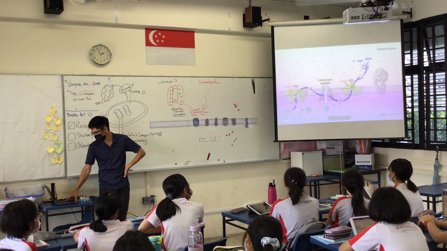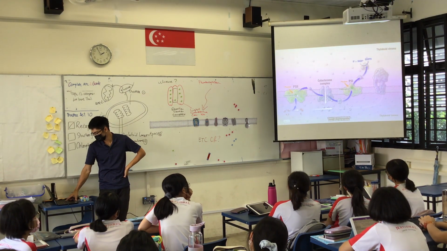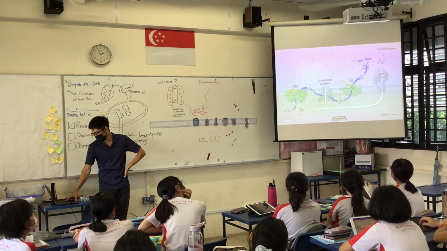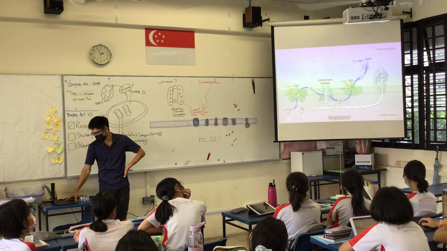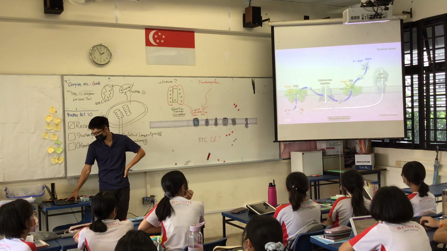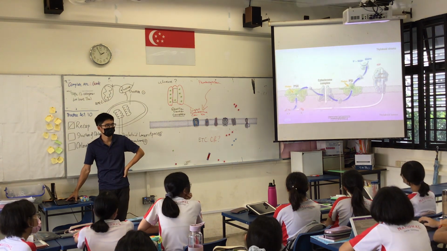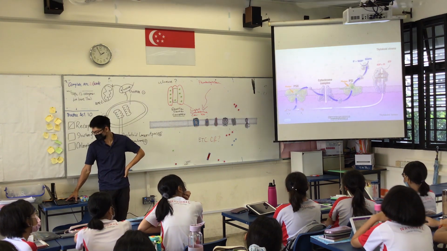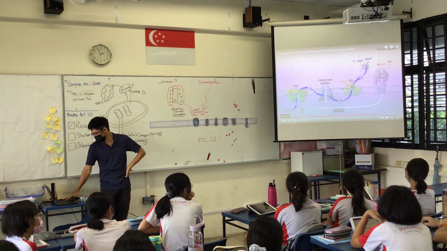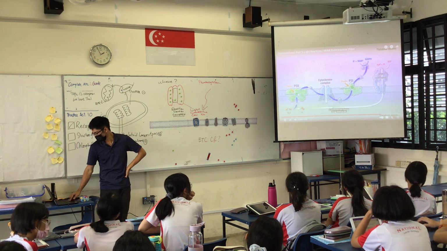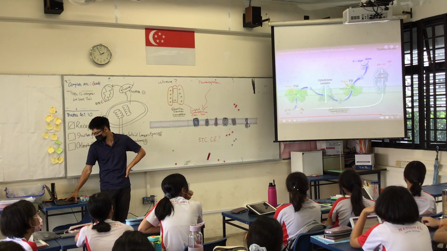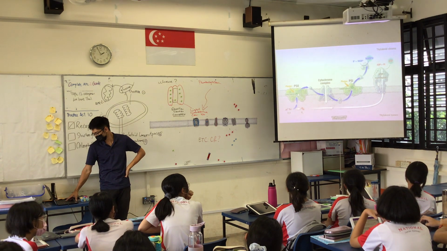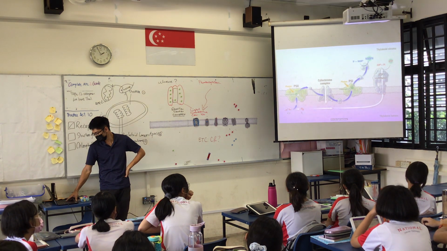Protons that accumulated in the lumen diffuse into the stroma through an enzyme called ATP synthase. ATP synthase uses the potential energy of the proton gradient to combine ADP with inorganic phosphate to form ATP. In this way, the potential energy is transformed into chemical energy stored as ATP. ATP and NADPH now have stored energy from the light reactions.